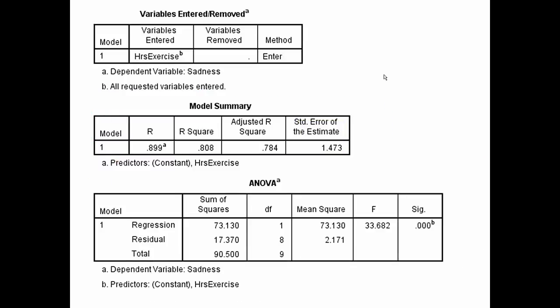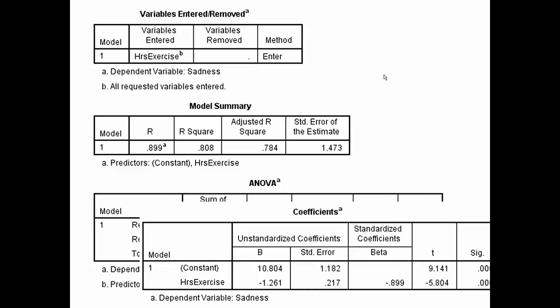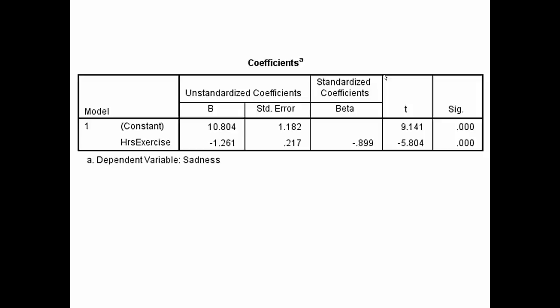We're not going to use the ANOVA information at this point in what we're learning about. So look next at the coefficients table. And this is the one that's really, really important for regression. The coefficients table is going to have what you need to make your regression line. First of all, it clearly reminds us that the dependent variable is sadness.